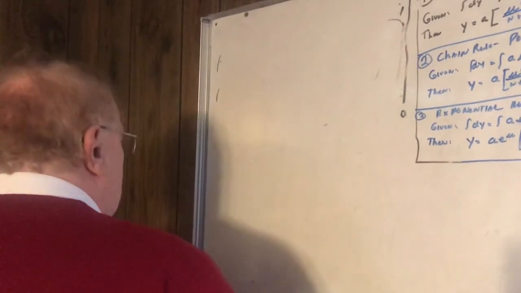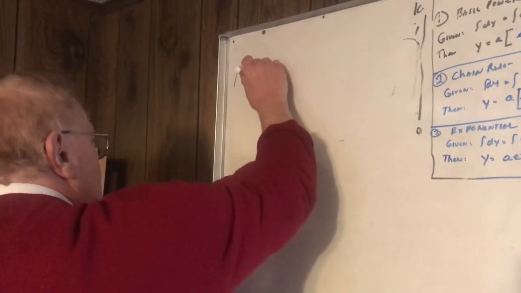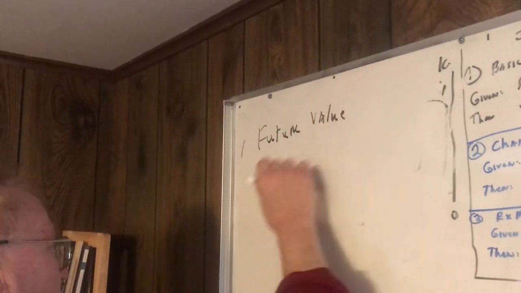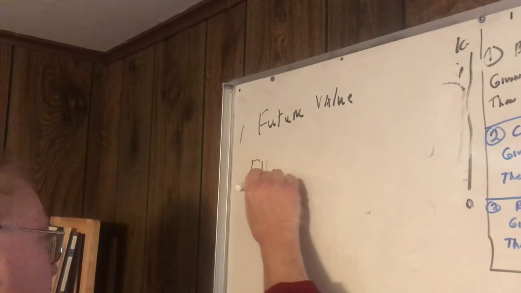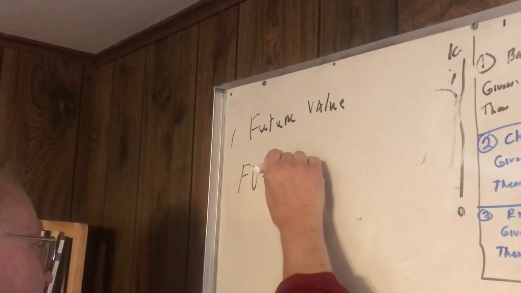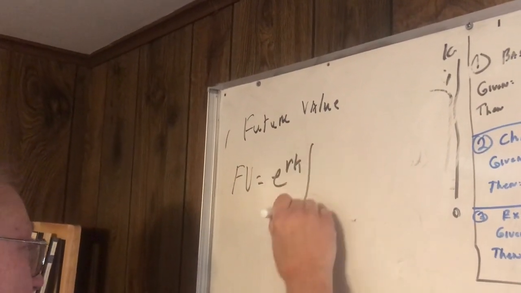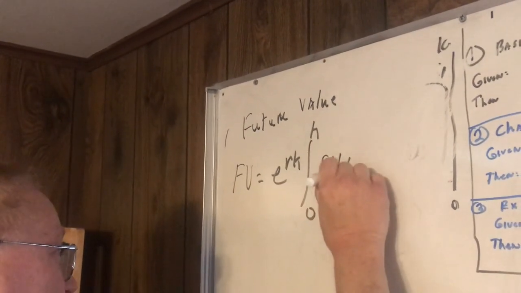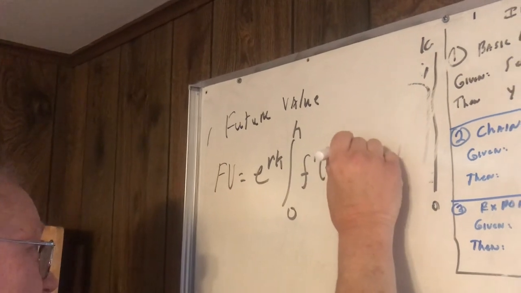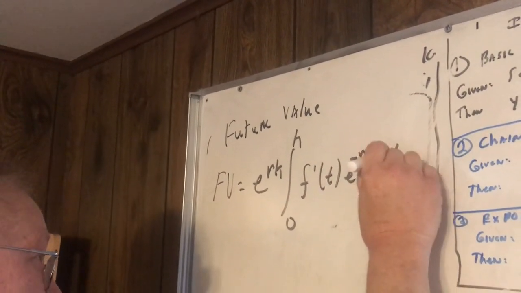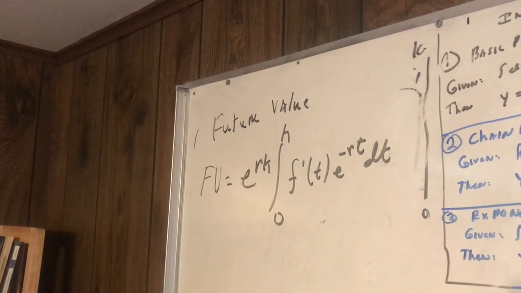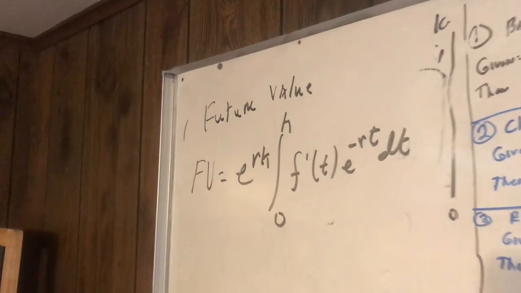Okay, future value. The rule is e to the RK, integral from 0 to K, f prime t, e to the minus RT dt. All right, that's the rule for future value.